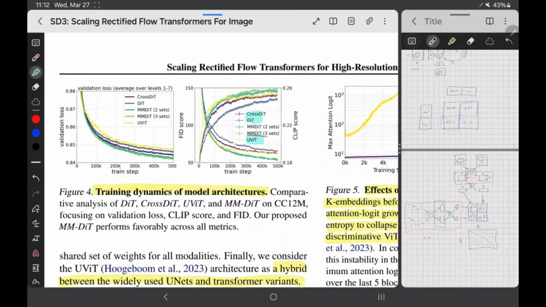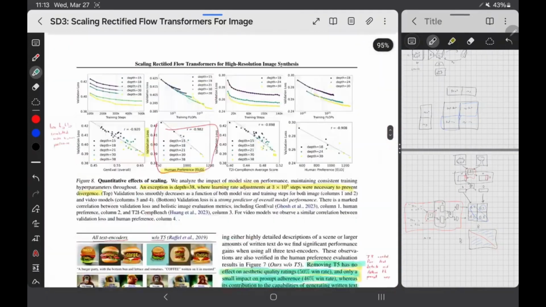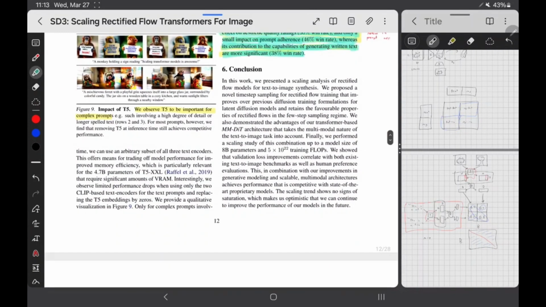It also doesn't do much if you add a third modality flow. So right now we have two, text and image. They basically had the idea for three sets where you have CLIP, T5, and image, and it doesn't do much better. So just use the two flows of text and image. I suppose the last thing is, human preference is highly correlated with validation loss, which is always a good sign.